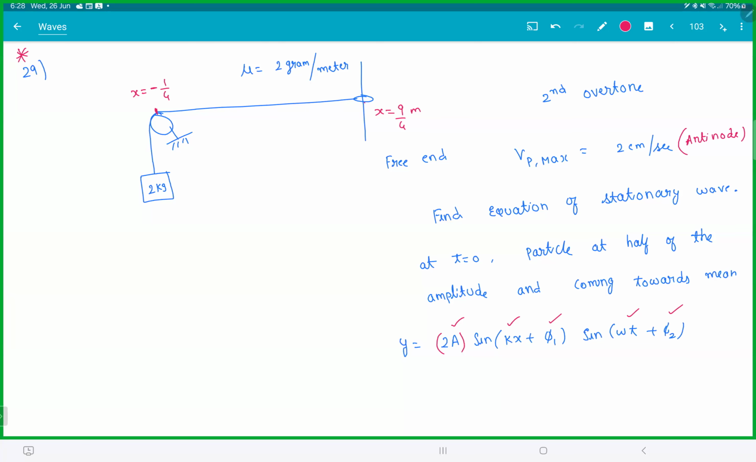Phase is an interesting one. Phase is the easiest one. SHM was the same story, isn't it? We spent almost half an hour, 20 minutes or more, on that phase angle only. What is phase? What is phase?